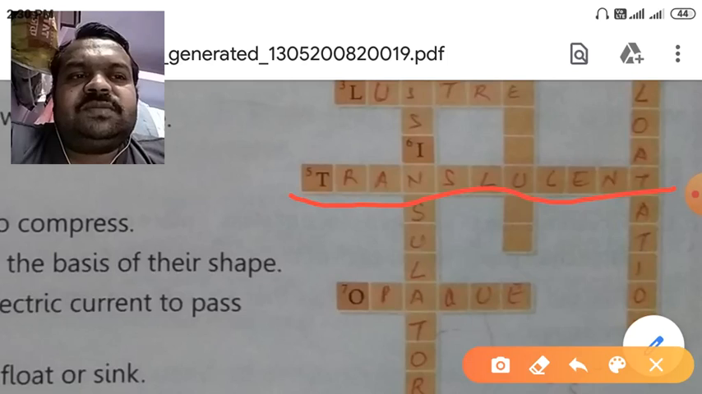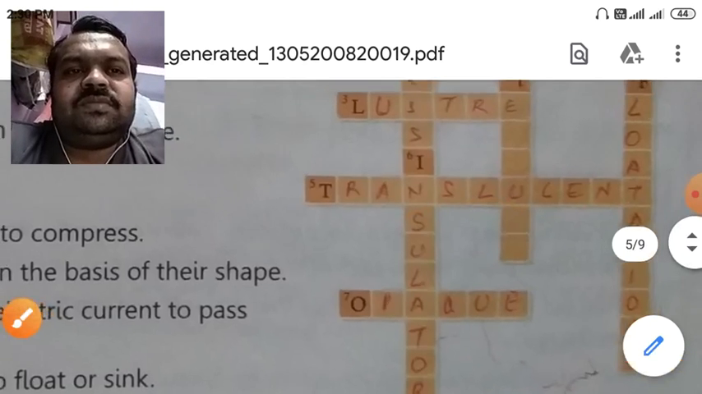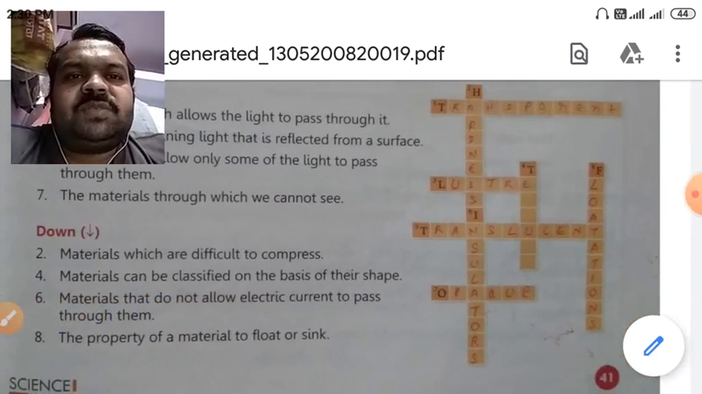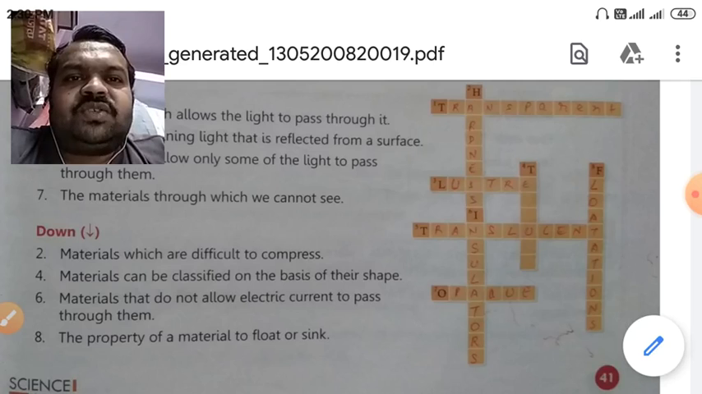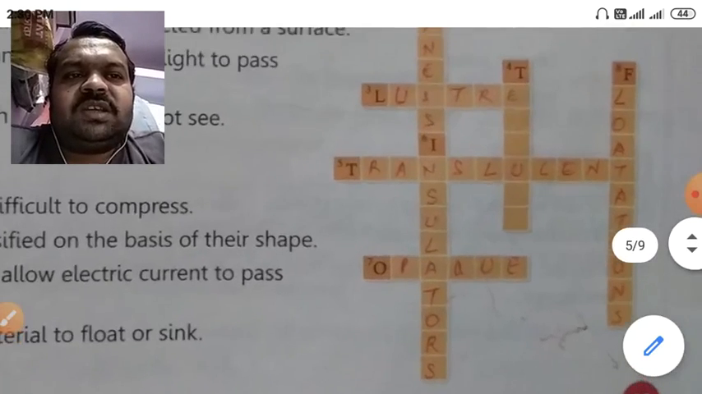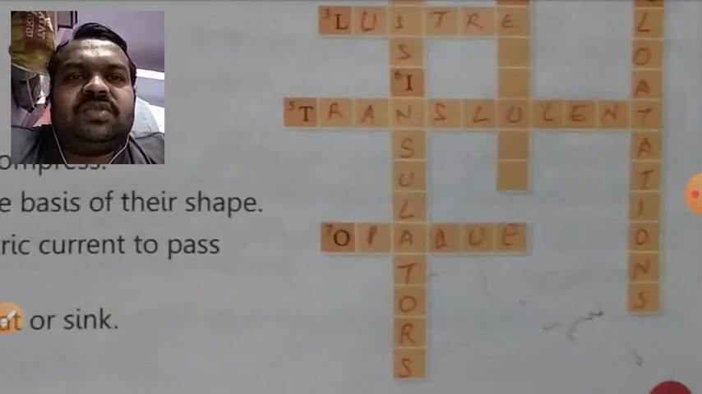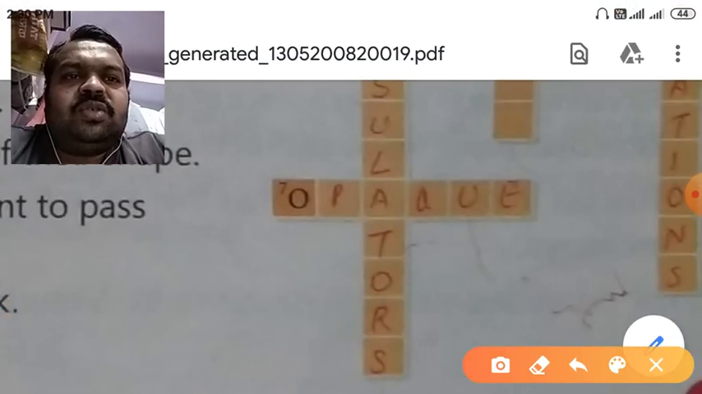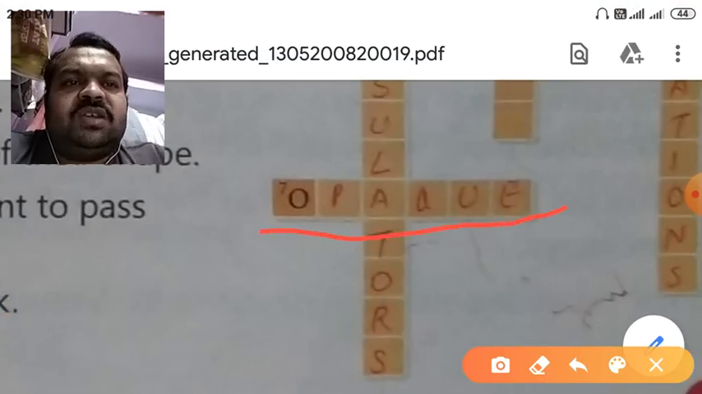Now see the next. Number 7. The materials through which we cannot see. And those materials are known as opaque. OPAQUE.